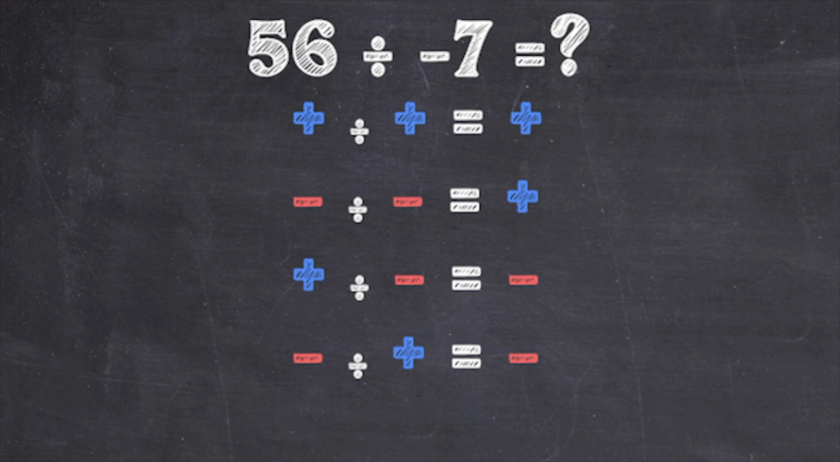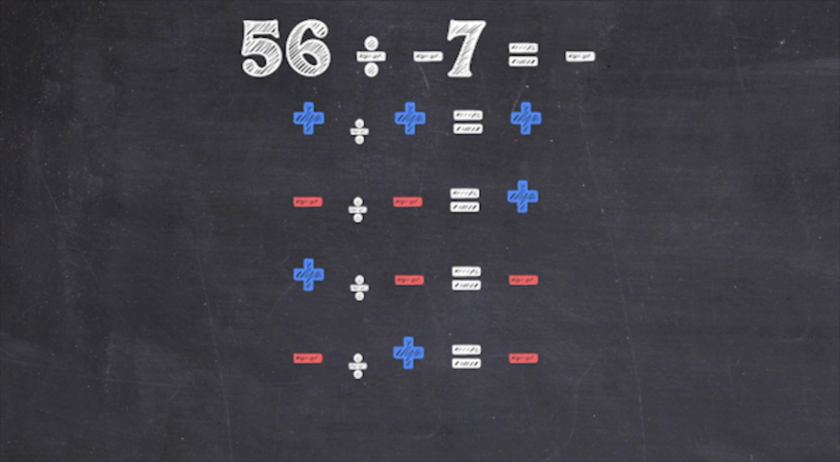To summarize these rules, if you are dividing two integers with the same sign, you get a positive number. If you are dividing two integers with different signs, you get a negative number. This means that for our problem, 56 divided by -7, we will get a negative sign in our final answer. Let's write down a negative sign where our answer will be.